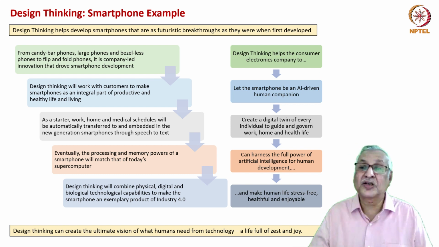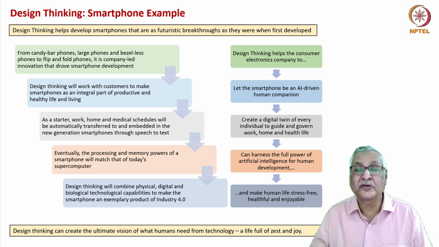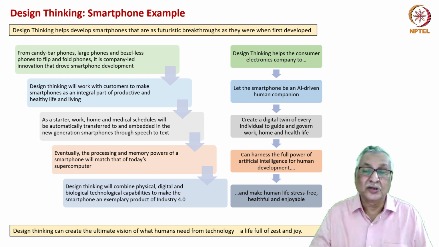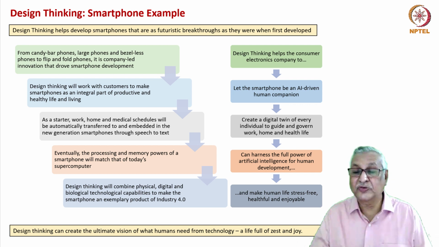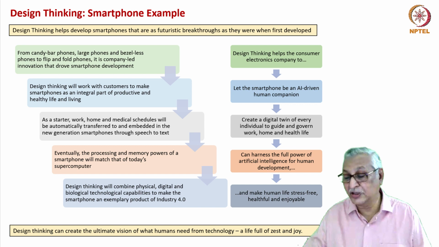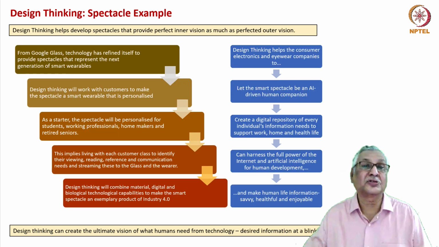So, compared to market research, which gets us an incremental smartphone, design thinking helps the consumer electronics company to achieve the following. Let the smartphone be an AI-driven human companion. Create a digital twin of every individual to guide and govern work, home, and health life. Harness the full power of artificial intelligence for human development. And finally, make human life stress free, healthful, and enjoyable. So, design thinking can make and create the ultimate vision of what humans need from technology, a life full of zest and joy. That's what design thinking can do as applied to market research.